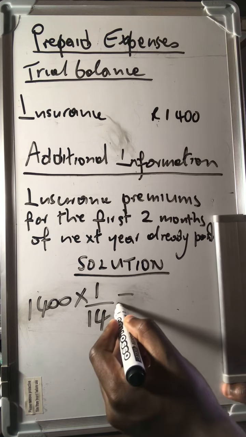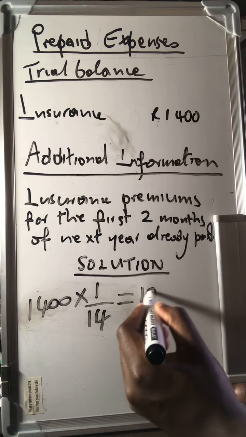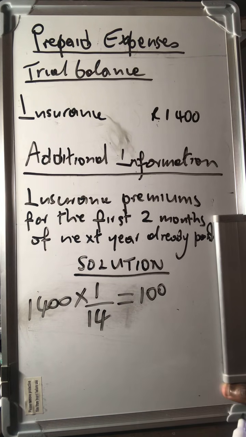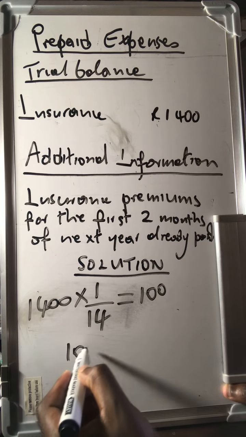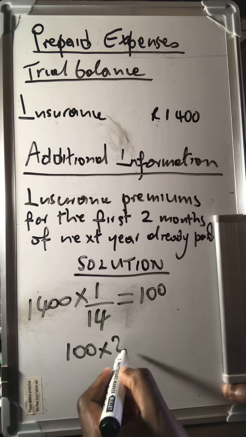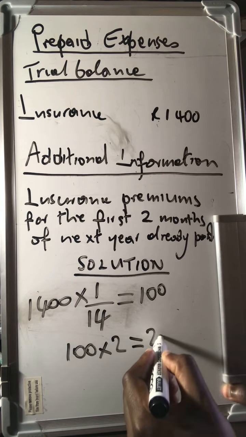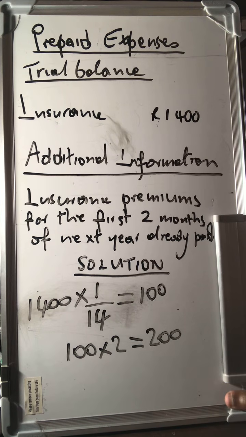Then your insurance is 100 rands per month. How many months did you pay in advance? You paid for 2 months. So you say 100 rand multiplied by 2 months equals 200 rands. Your prepaid expense is 200 rands.